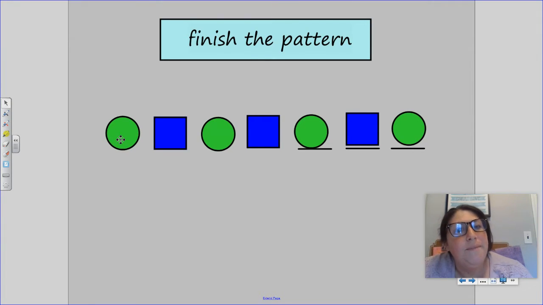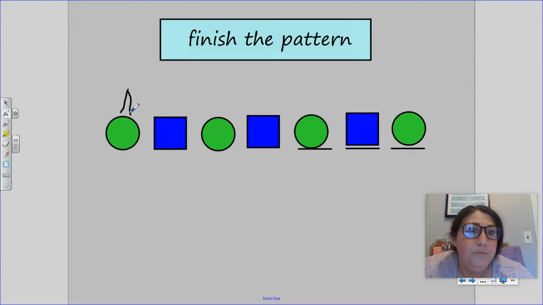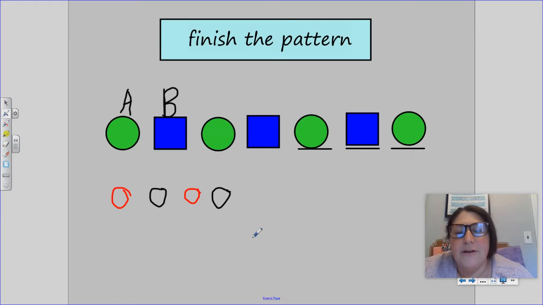And when we do A-B patterns, it's really that the A represents all of the green circles, and the B is all of the blue squares. So if I said to you, could you make a different type of A-B pattern? You might do something like this. I might do a red circle, then a black circle, then a red circle. Then what comes next? A black circle. This is also an A-B pattern, even though we're using different shapes.